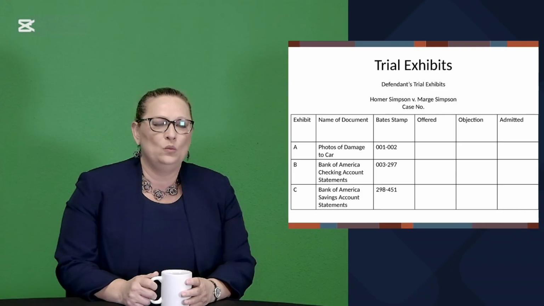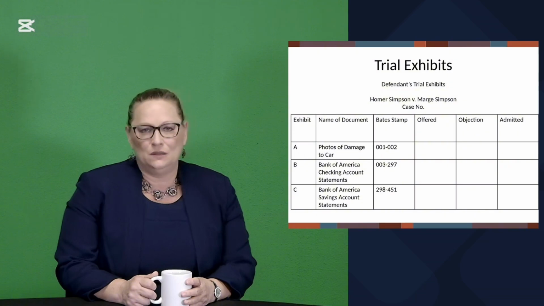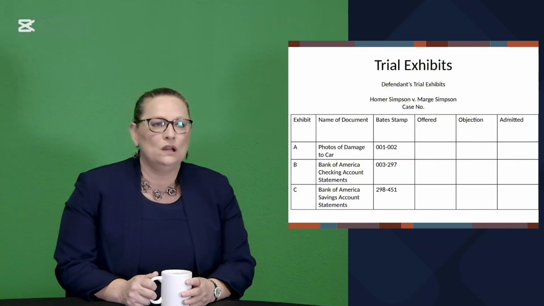So you're going to want to map out where in the testimony you're going to ask a question about the exhibit, then ask for it to be admitted, and then continue on with more in-depth questions about the exhibit after the judge is allowed to look at it because it was admitted.